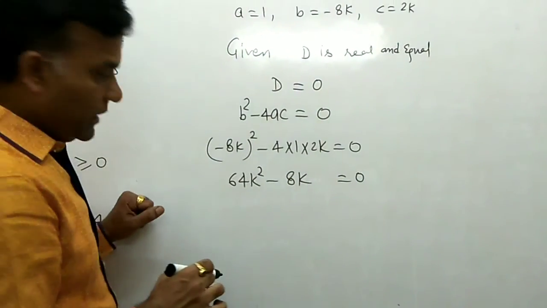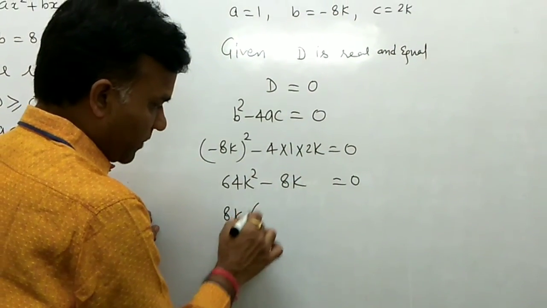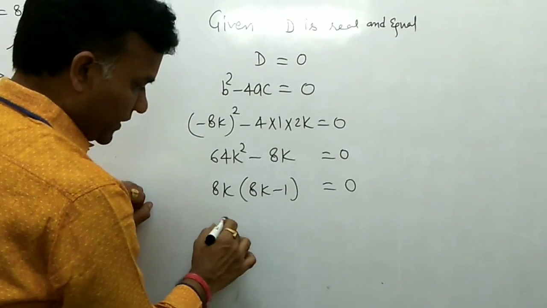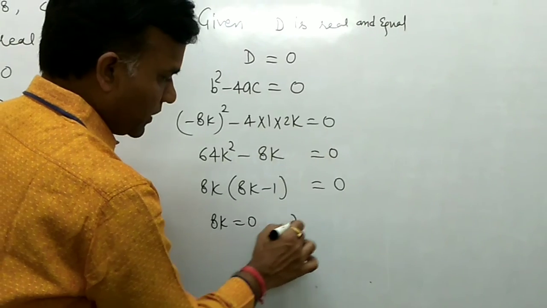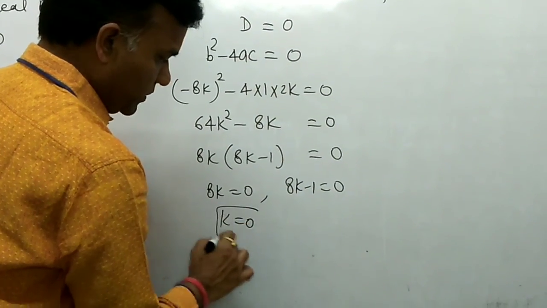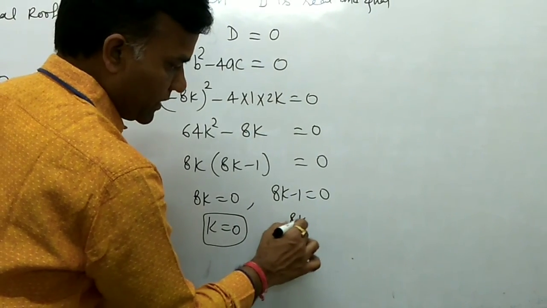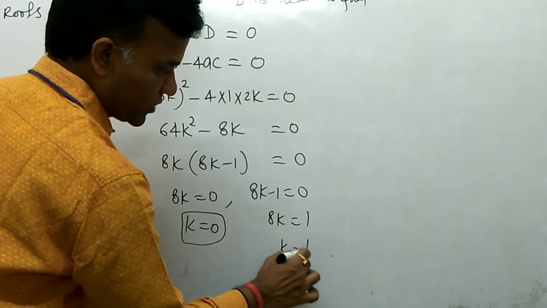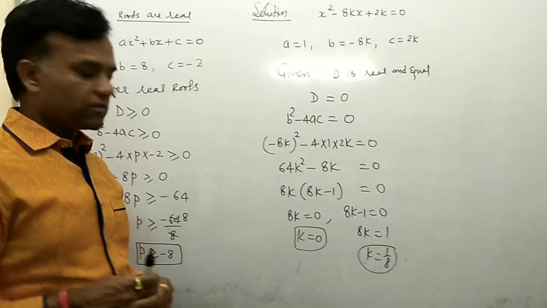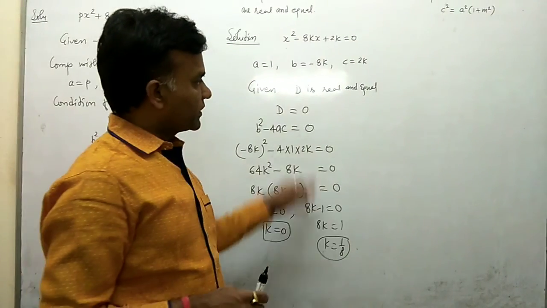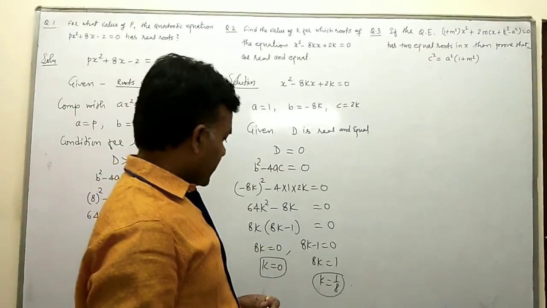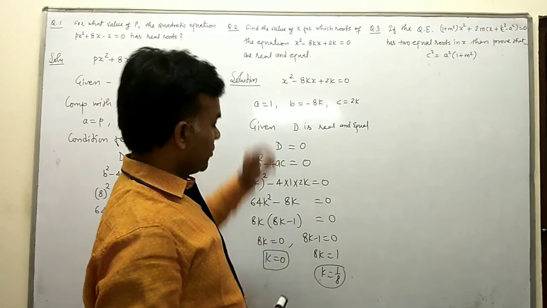Both terms have k, so 8k is common, and the remaining is 8k minus 1, which is equal to 0. Now both the factors are equal to 0. So 8k equal to 0 and 8k minus 1 equal to 0. So the first answer is k equal to 0, and 8k equal to 1, so k equal to 1 by 8. There are two options, k is 0 or k is 1 by 8. In both cases the nature of the roots is real and equal. If you substitute the value of k as 0, then your roots are equal.